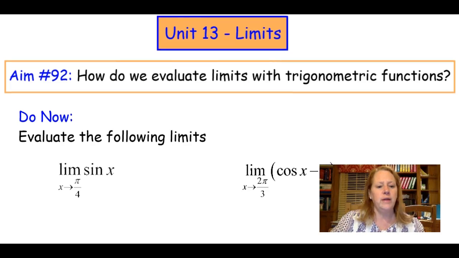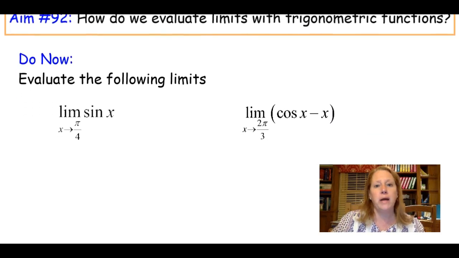The first one in the do now is, what's the limit as x approaches pi over 4 of sine of x? Now you all know that sine of x just goes up and down and up and down. There's nothing special going on. There's nothing too exciting going on at pi over 4. There are no asymptotes. There are no holes. So basically for a trigonometric limit, we just plug in. So that limit is going to be equal to whatever sine of pi over 4 is.